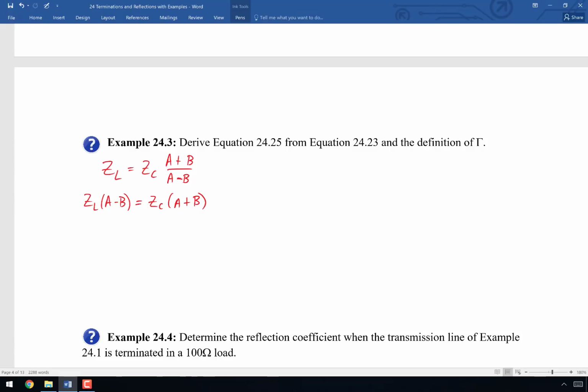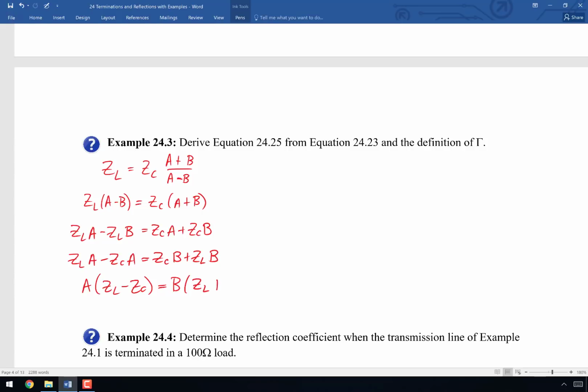I'm going to say Z sub L A minus Z sub L B equals Z sub C A plus Z sub C B. And then I'm going to separate out the A components. Z sub L A minus Z sub C A equals Z sub C B plus Z sub L B. And then A times Z sub L minus Z sub C equals B times Z sub L plus Z sub C. And gamma is defined to be B divided by A.